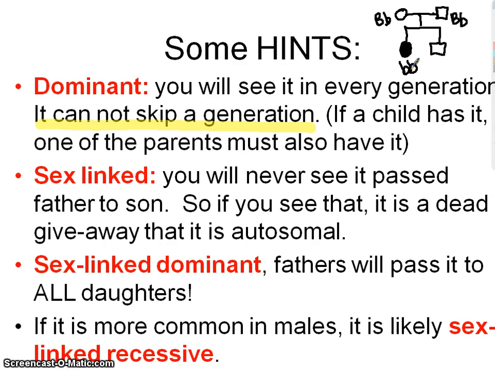So that's your first clue. If you see that it skips generations, it's recessive. If it does not, it's automatically dominant. So that should be easy, and we're going to do a few practice ones.